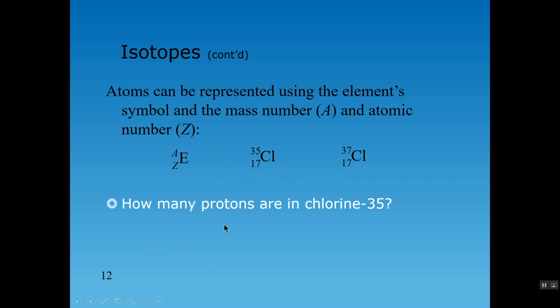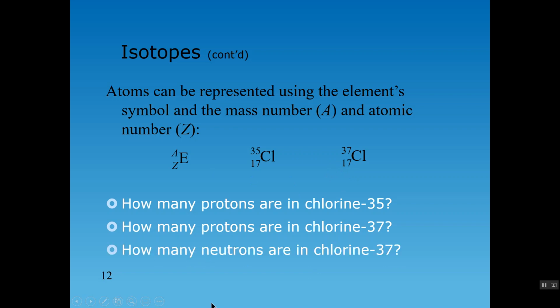So that's basically what this tells you. Actually, we answered this question just now. How many protons are in chlorine 35, which is this right here? 17. And then it says how many protons are there in chlorine 37? Also 17, because they're the same element. Let's see, the next question: how many neutrons are in chlorine 37? Well, that's very simple. The difference between 37 minus 17 gives you 20. Okay, so that's basically what isotopes are all about.